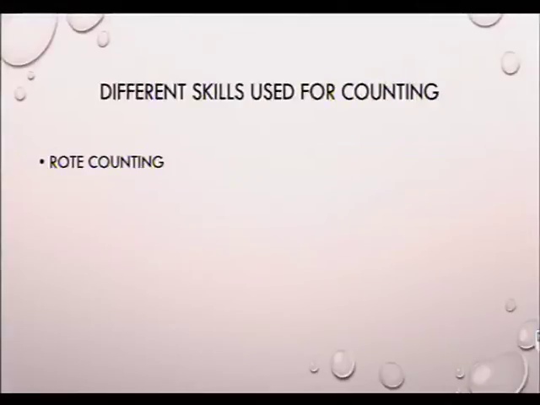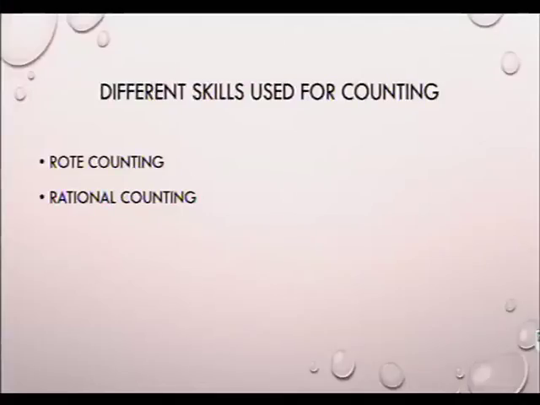Right, what are the different skills for counting? We have rote counting. What should the learners be able to do when we talk about rote counting? Learners should know the names of the numerals in the correct order, 1, 2, 3, 4, 5. This is rote counting, just to know the names of the numerals. And here we can have rhymes for them, like 1, 2, buckle my shoe, so that they can just know which numeral follows which.